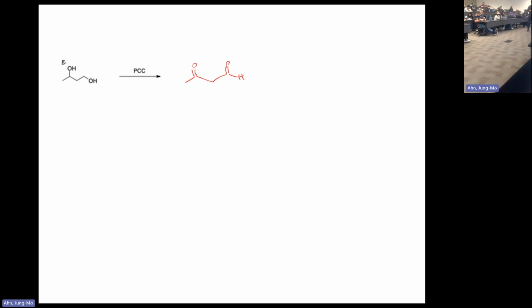But sometimes people forget that PCC or PDC, Collins or whatever, oxidize secondary alcohol to the ketone too. Sometimes they just focus on the primary one, make that one, and leave the other saying it's an OH, and that is not right either. It oxidizes secondary alcohol too. It just doesn't make any difference between the stronger chromic acid versus PCC for secondary alcohol, but they also oxidize secondary alcohol to ketones.